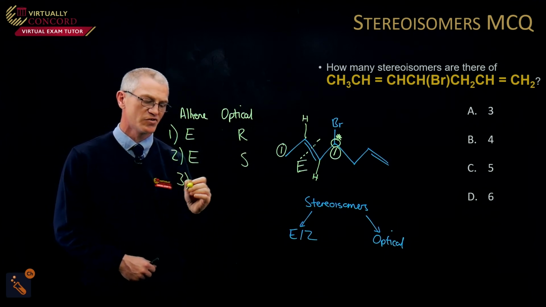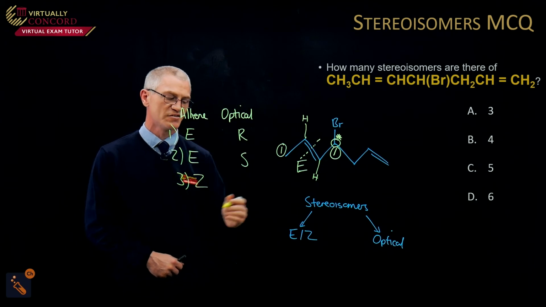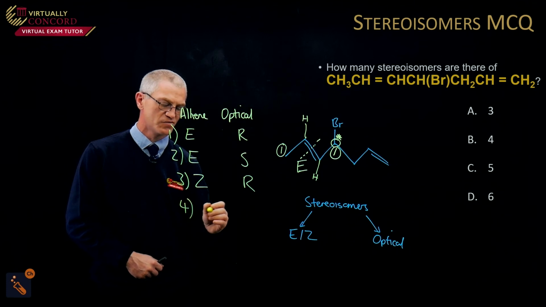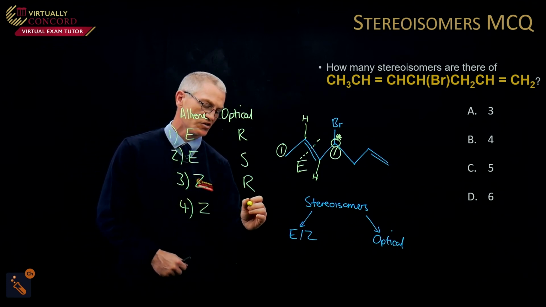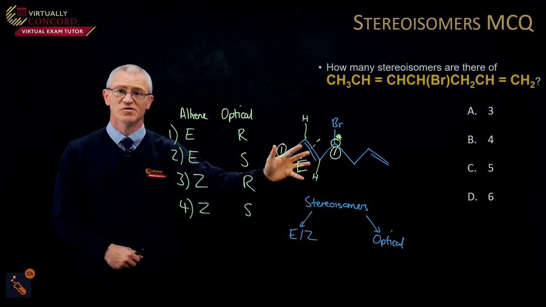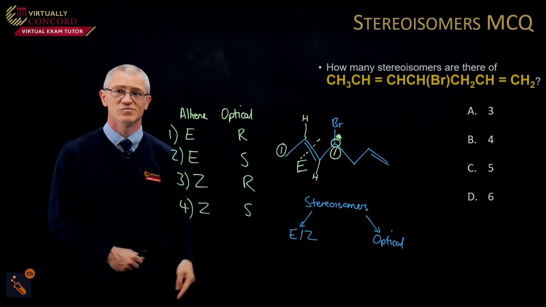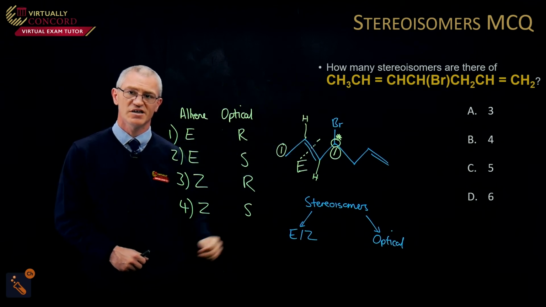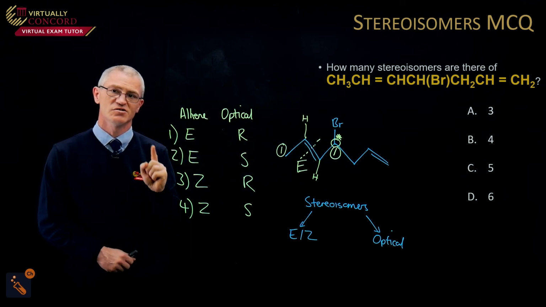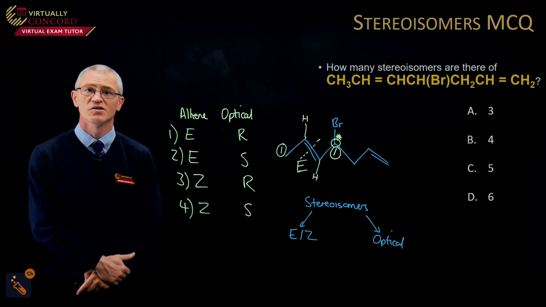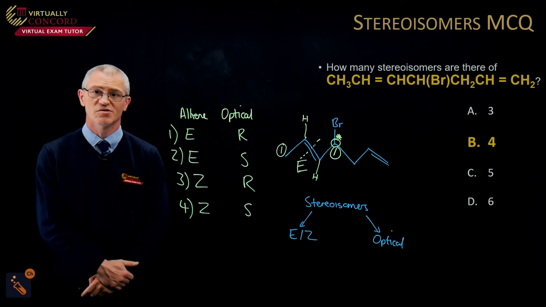Then we have number 3, and we could have the Z. The Z can go with the R. And the fourth, the Z, can go with the S. Now that means that for that molecule, without drawing all the different isomers, if I just know what the labels can be, E or Z, R or S, I can count very quickly, 1, 2, 3, 4, and that means there are 4 different stereoisomers that can be made of this molecule.